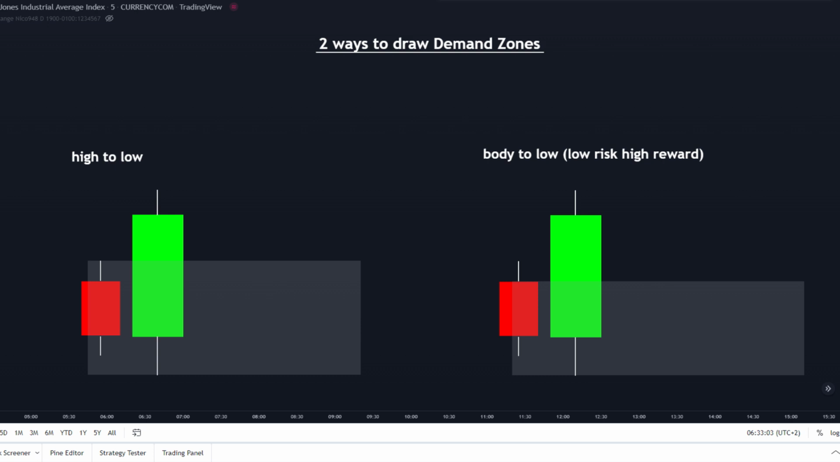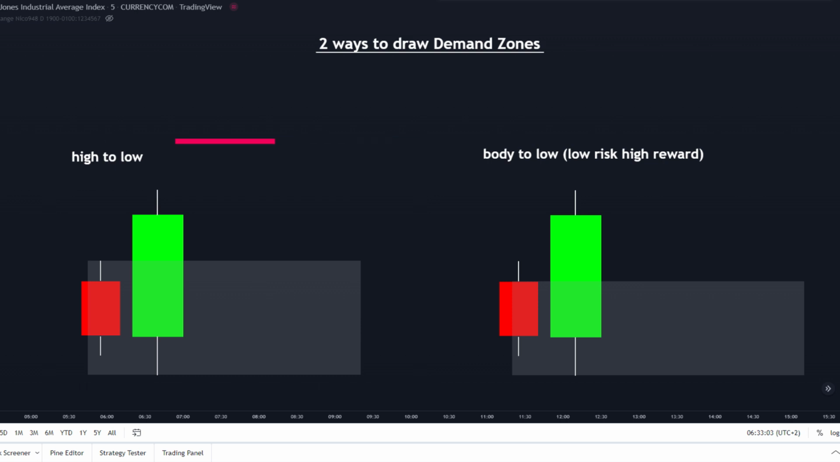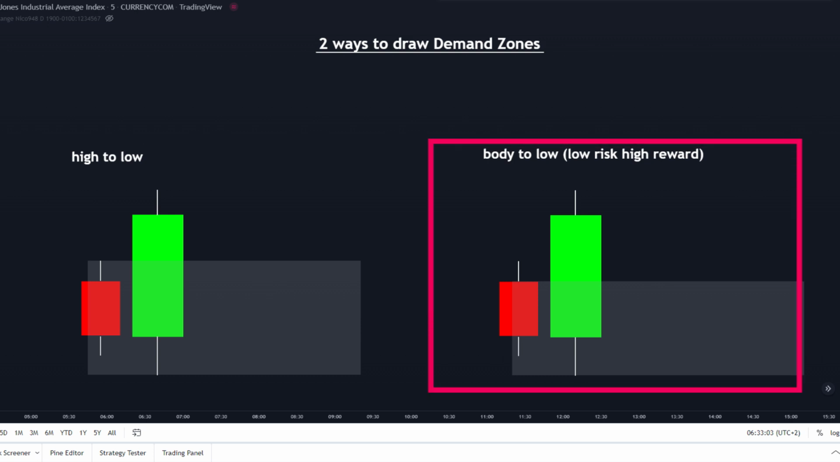The first step in drawing a supply and demand zone is that you need to be able to spot engulfing candles on a chart. So here in the first example we can see that we draw the zone from the previous bearish candle's high to the low of the bullish candle. On the second one we can see that we draw the zone from the previous bearish candle's body to the low of the bullish candle.